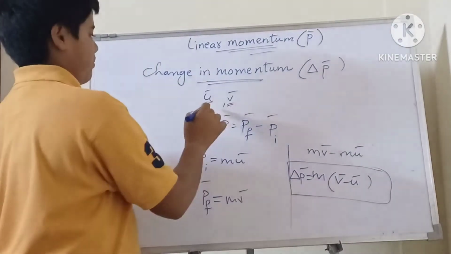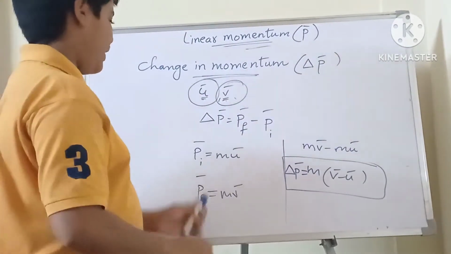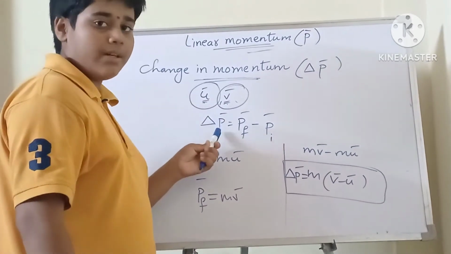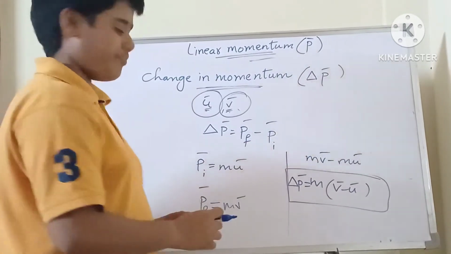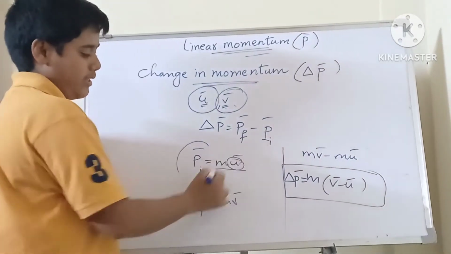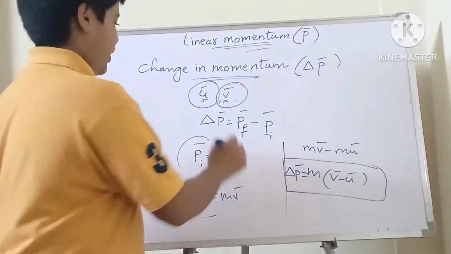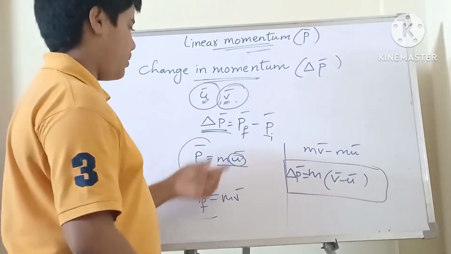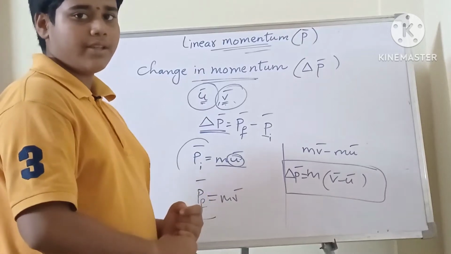This is change in momentum. For change in momentum, we use initial velocity and final velocity, and delta P bar means change in momentum. Delta P bar represents final momentum minus initial momentum. Initial momentum is m u bar, final momentum is m v bar. We subtract final momentum minus initial momentum to get the change in momentum.